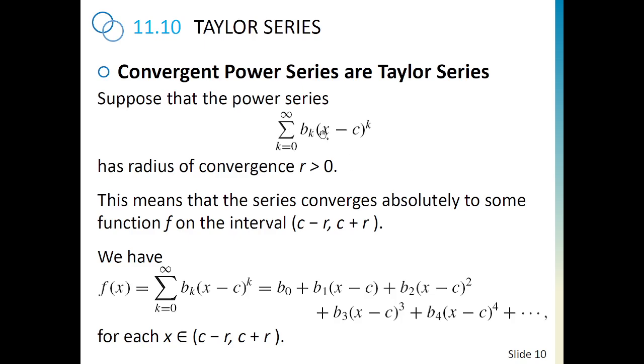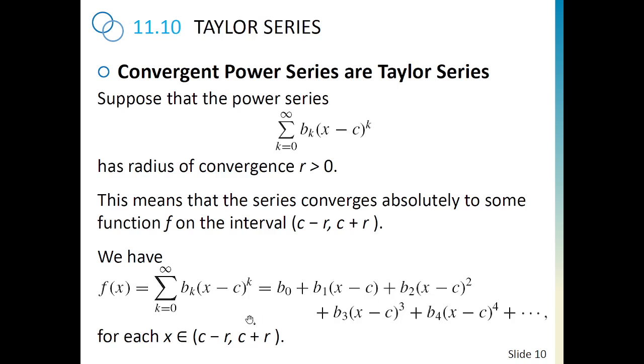So if I have this power series that is convergent on a certain interval, then it converges to a certain function f. I don't know what f is. So I would like to know what the coefficient bk is. What's the shape, essentially? So you see here, we just expand a little bit.